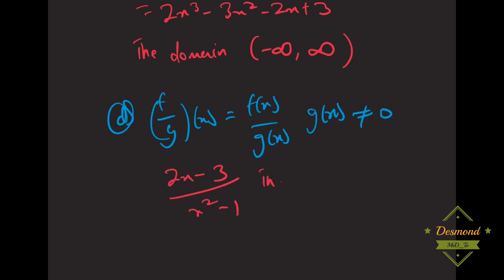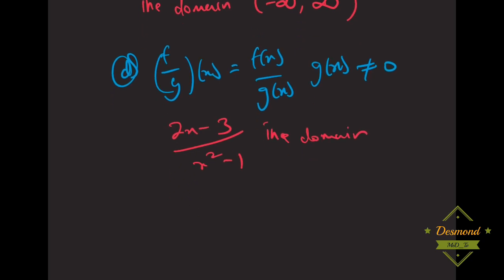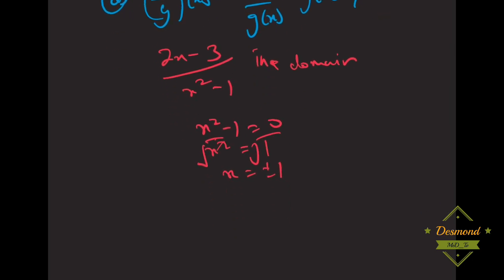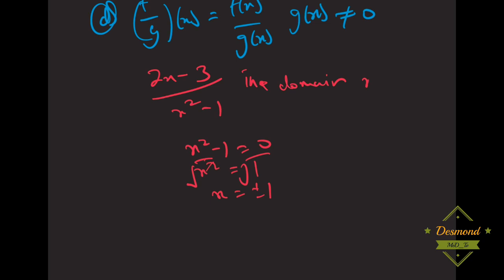So the domain of this function, you just take the denominator right here. We have the denominator, which is x squared minus 1 equal to 0. You just equate it to 0. Then x squared should be equal to 1. x should be equal to plus or minus 1. So therefore the domain is x such that x should never be equal to plus or minus 1. So this will be our domain. Very, very simple to do.